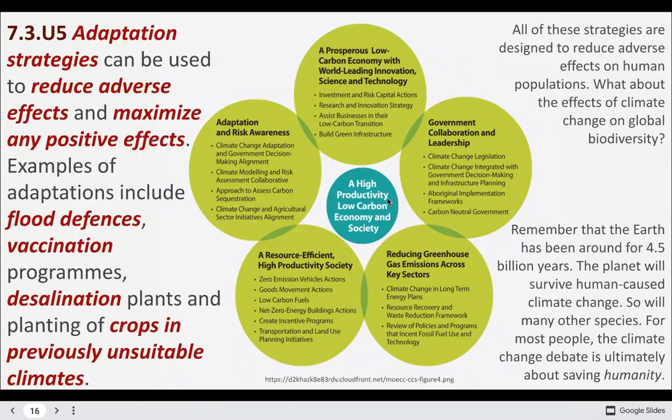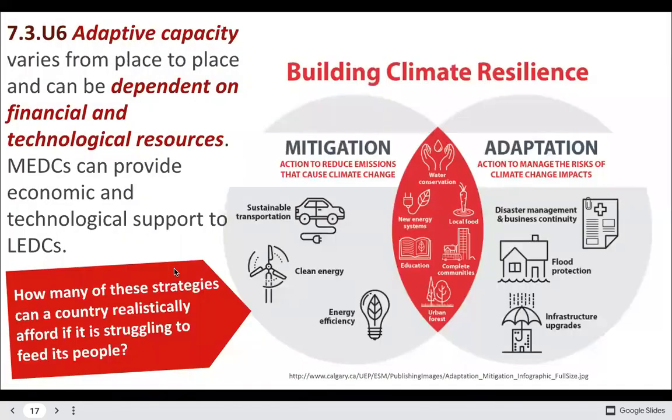Some adaptation strategies would be to reduce negative impacts and maybe even to maximize positive impacts, right? So we're looking at flood defenses and vaccination programs. Desalination plants could help get water from salty sources. We could start growing crops in areas that we wouldn't be able to grow crops before. You could look at how productivity might change, and you look at the Canadian Arctic and Siberia, and there might be a lot more productivity up in those areas.